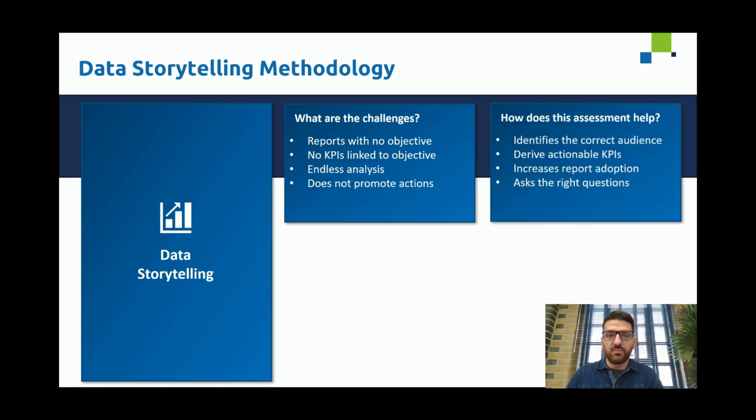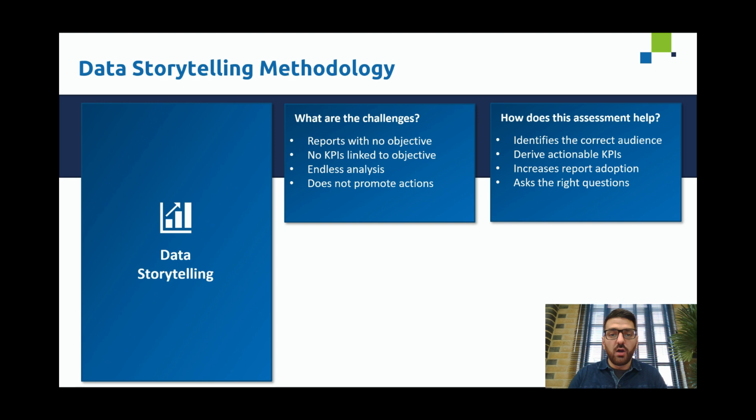Now, how does this assessment help? Well, firstly, it ensures that we identify and collect requirements from the correct audience group, and that sets us up for success right from the beginning. Apart from that, it also helps by ensuring we derive the correct KPIs that are linked to a business objective or purpose, which also assists in understanding or measuring the return on investment as well.